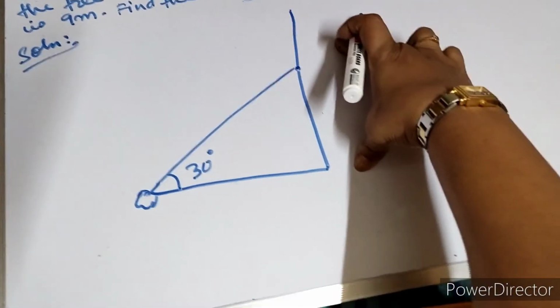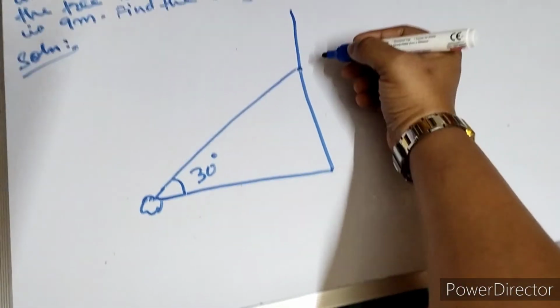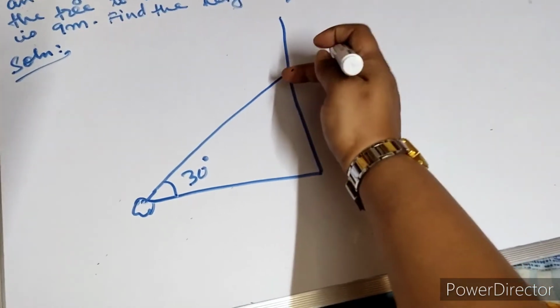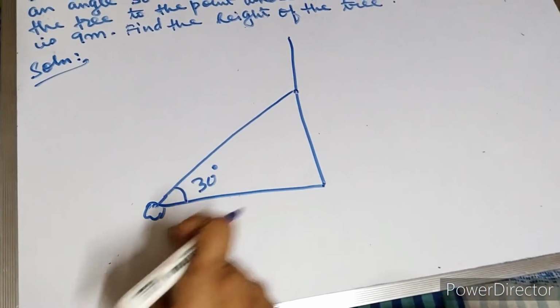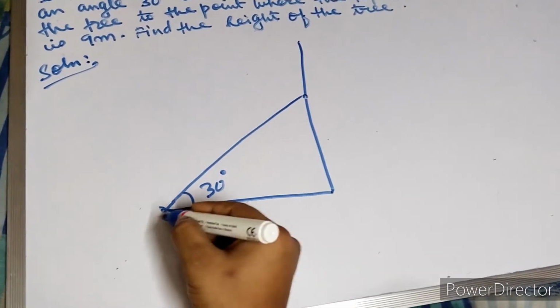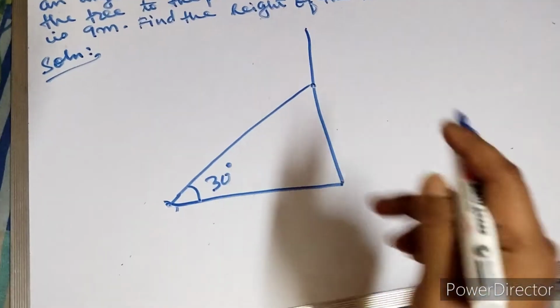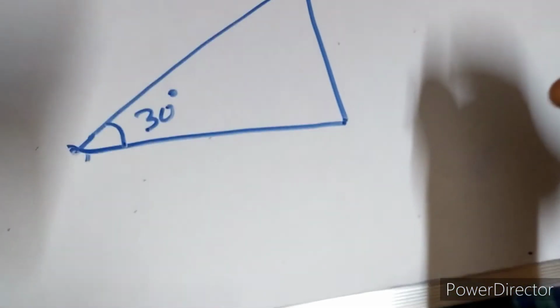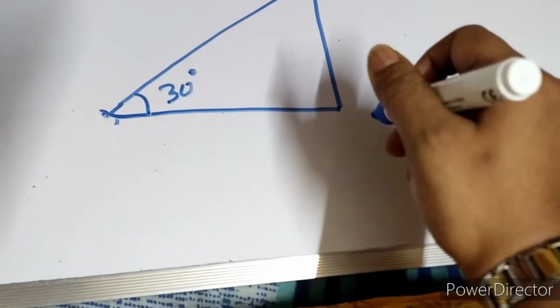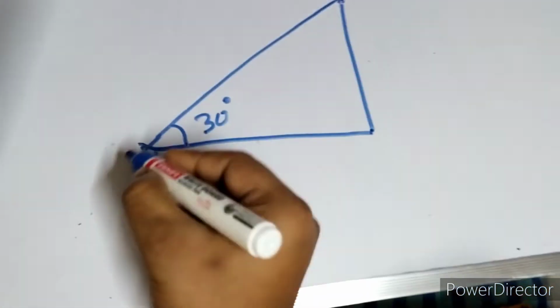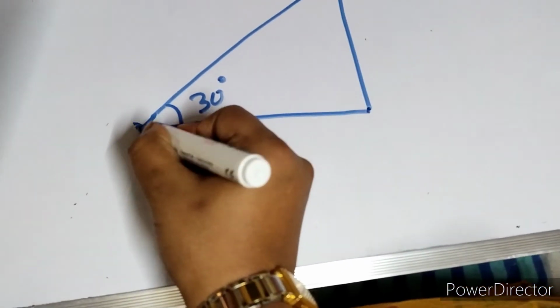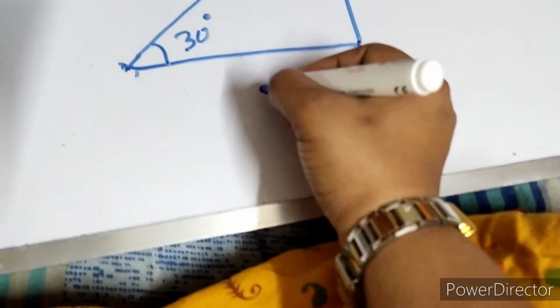This was the tree, and it breaks due to the storm. It breaks from here and it comes down. The broken part bends to the ground and touches the ground at an angle of 30 degrees. The distance between the foot of the tree to the point where the tree top touches is 9 meters.